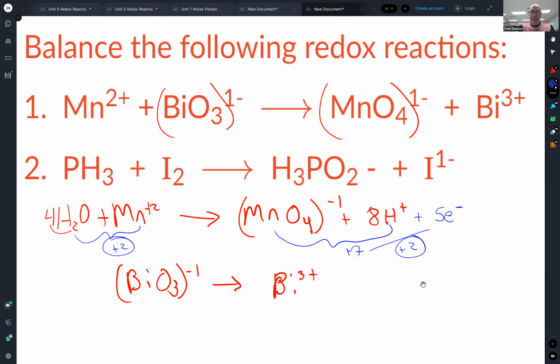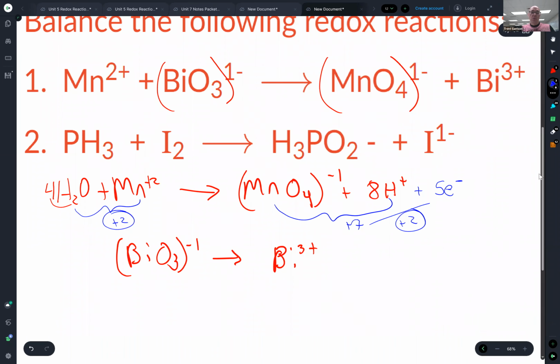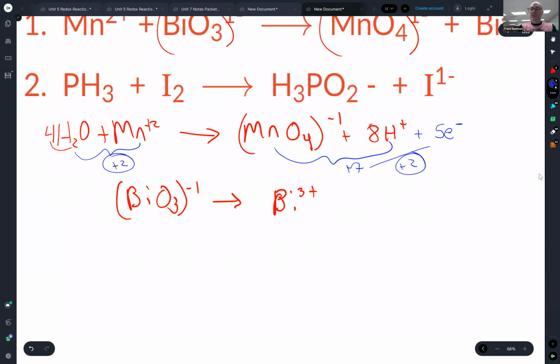Okay, let's move down to the second half reaction where we have bismuth. And in this half reaction, it's the same process where you're going to start with balancing the bismuth. They're already balanced. So now I'm going to move to the oxygen. So I need to add 3 waters. In doing so, I create the issue with the hydrogen. So I'm going to add 6 hydrogens over here.